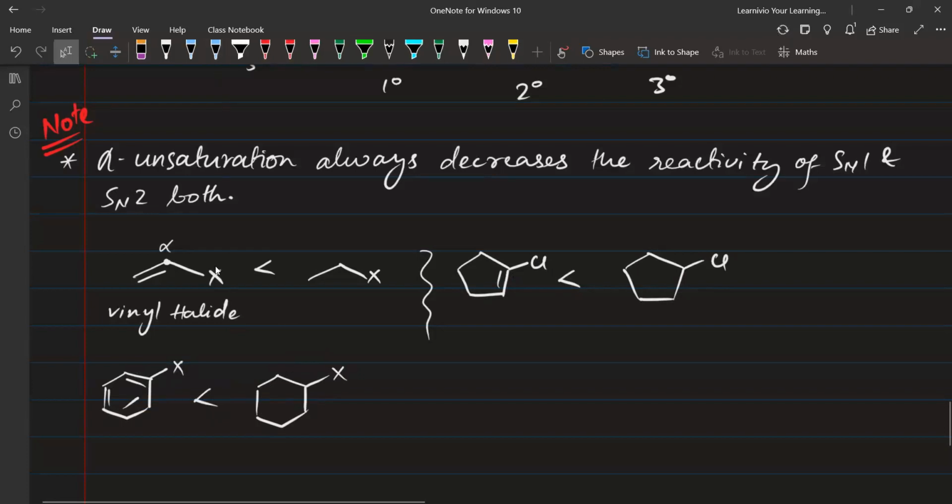Now, why does this happen? It happens because of resonance. In vinyl halide type cases, the lone pair comes here, and then this negative charge goes there, making this bond partially double bond. If this is a partially double bond, it will be difficult to separate, difficult to break. And I will dictate another detail, SN1, SN2, everything.